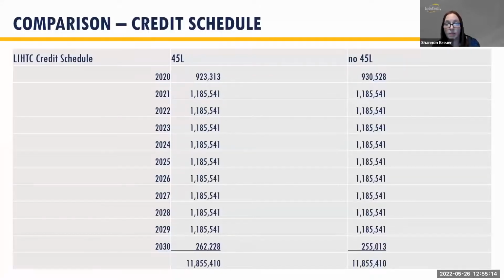So let's just walk through a side-by-side comparison. First, you'll notice that with or without 45L, the total amount of low-income housing credits does not change. And that's because even though we had to reduce eligible basis by the $100,000 for the 45L credit, there was sufficient excess basis for the low-income housing credit to still be able to claim the total that it was awarded. The amount of the credits claimed in year one in 2020 is smaller with 45L than without. And that's just because of the $100,000 reduction in the computation of the first year credit. But the total credits overall were the same.